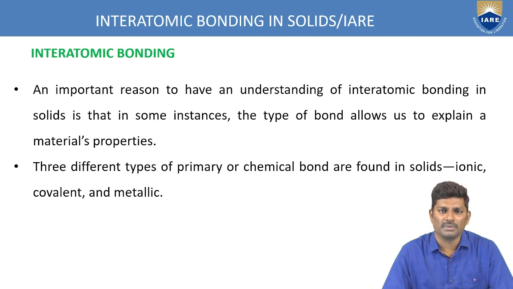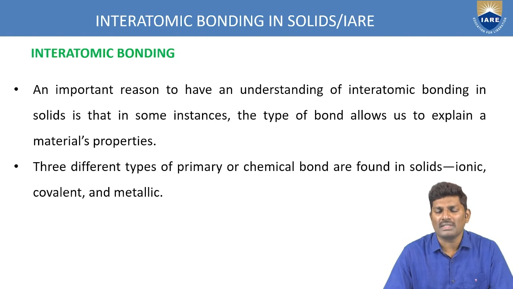Today's topic is interatomic bonding in solids. The main objective of studying interatomic bonding is that if you want to know the properties of a material, or characterize it, one needs to know what type of bonding the material has, whether it is a covalent bond, ionic bond, or metallic bond. Depending upon these types of bonding, one can analyze the properties of materials which are useful in different applications.